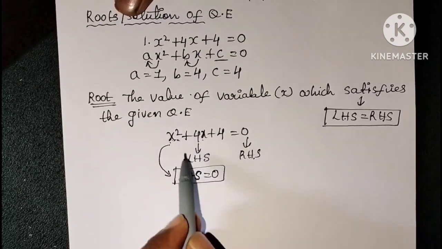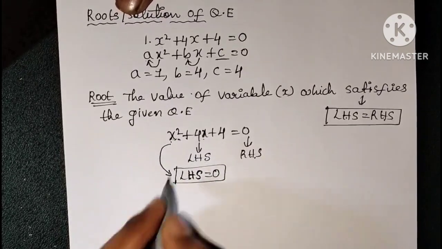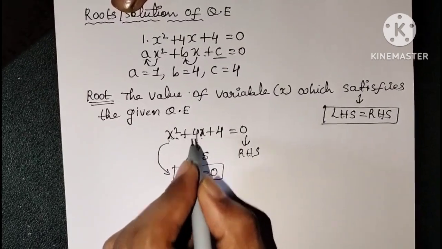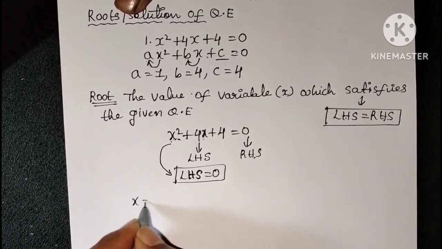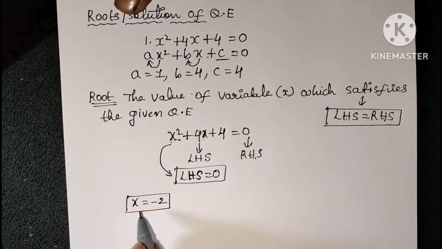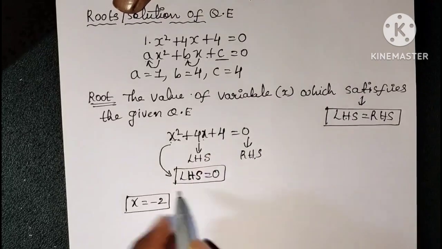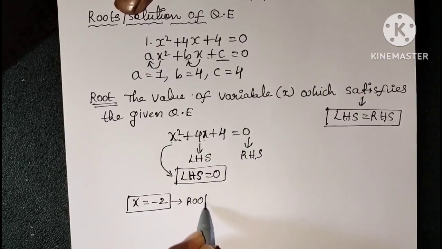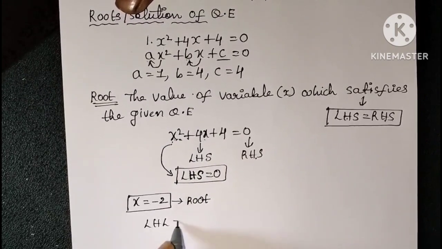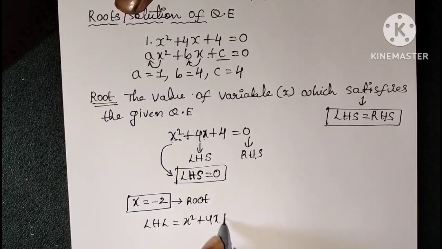For example, a root or solution of this quadratic equation is x is equal to -2. So x is equal to -2 is a root. Why? How? Put x is equal to -2 in LHS. LHS equals x square plus 4x plus 4.